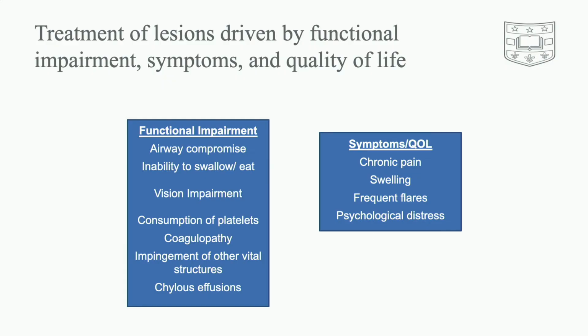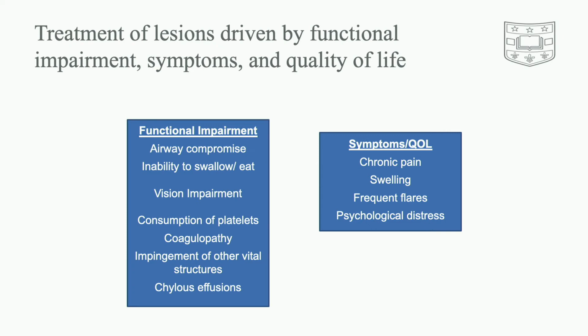Vascular anomalies are very different, and we have to make a really case-based decision with every patient about what their symptoms, quality of life are, and what their functional impairments are to weigh the risks and benefits of different treatments. The types of functional impairment we think about are things like airway compromise, challenges with eating, swallowing, vision impairment. Sometimes these malformations will occur right behind the eye and create pressure. Sometimes you get coagulopathy, consumption of platelets, or other vessels. Sometimes we'll get a lot of dumping of chylous fluid into the lungs. And so you have to take into account those functional impairments.